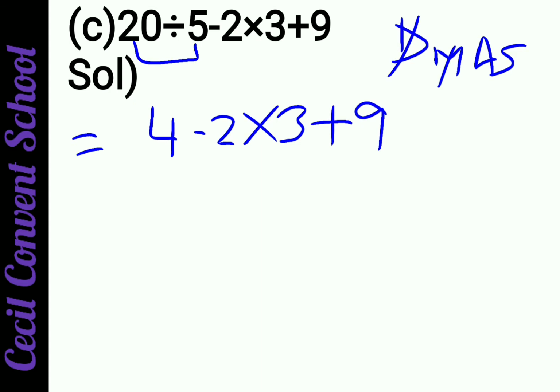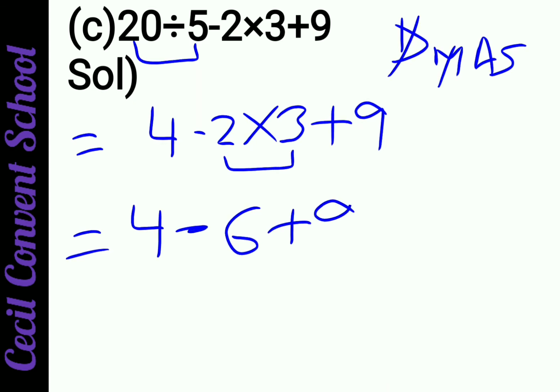Now after D is M. So we will solve M. M means multiply. So 2 and 3 you will multiply. I have underlined 2 and 3. So 4 will come as it is, the minus sign will come as it is, and you will multiply 2 and 3. 2 3s are 6. So you write 6 plus 9.